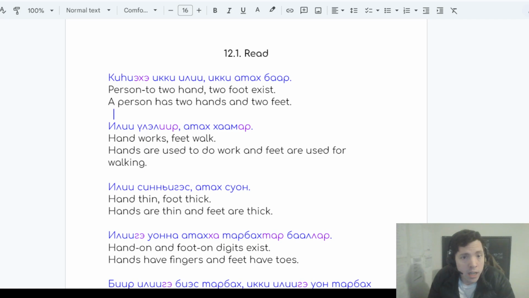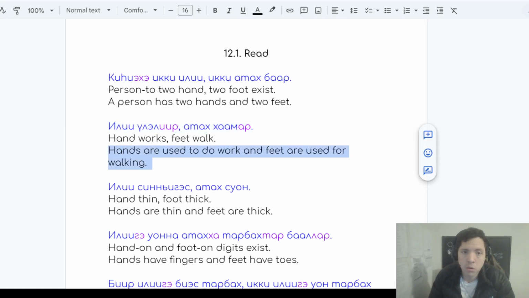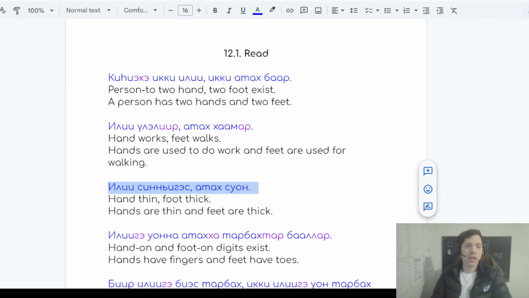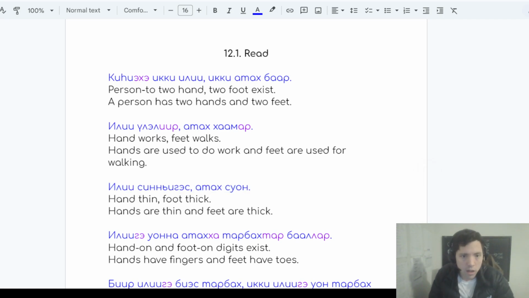Ili ulelir atak khabar. Hands are used to do work and feet are used for walking. But basically just hands work, feet walk, okay? Hand works, feet walks is what we're literally saying. Ili ulelir atak khabar. Then, ili siniges atak swol. Hands are thin and feet are thick. You can also say narrow and wide, perhaps, in English. Ili siniges atak swol.